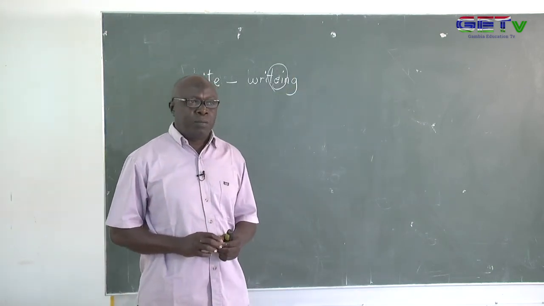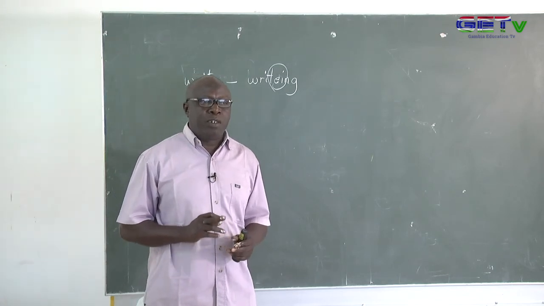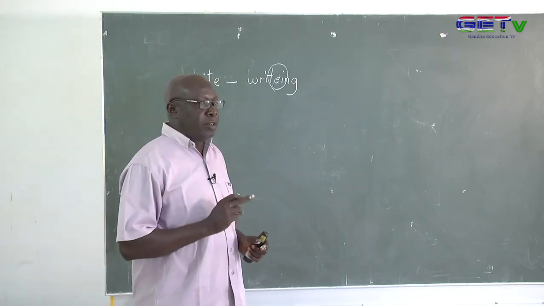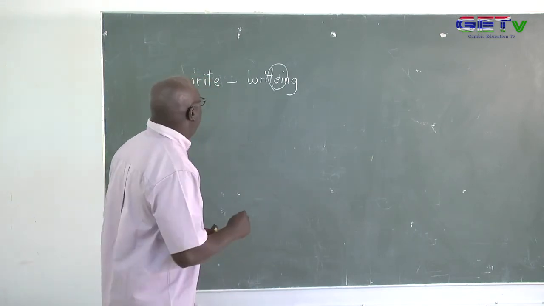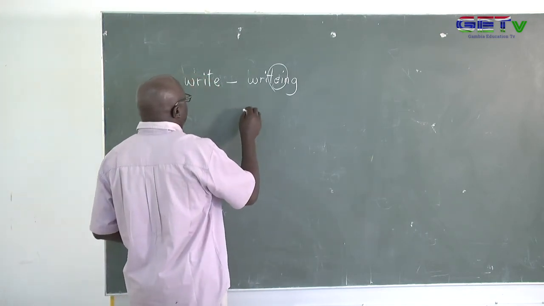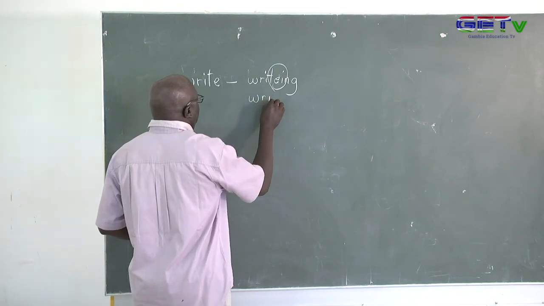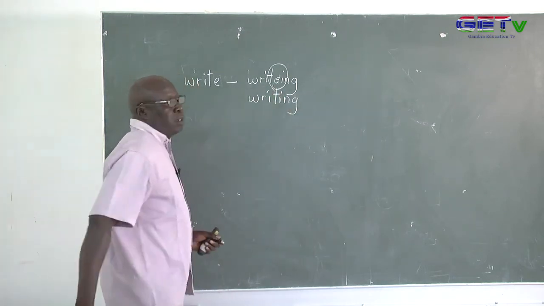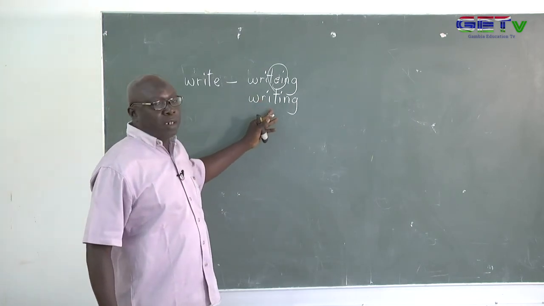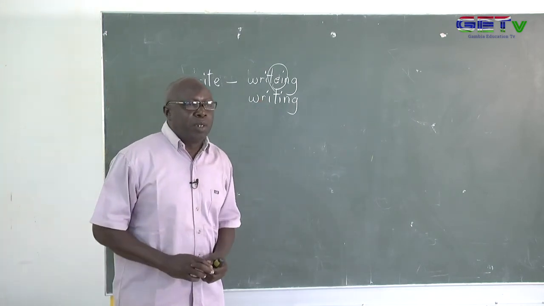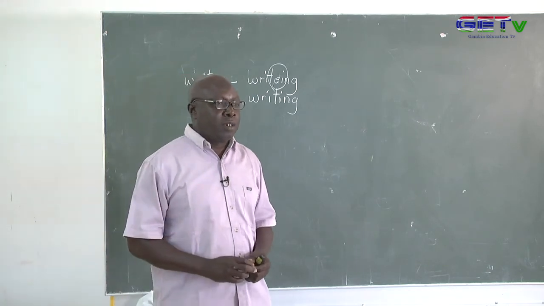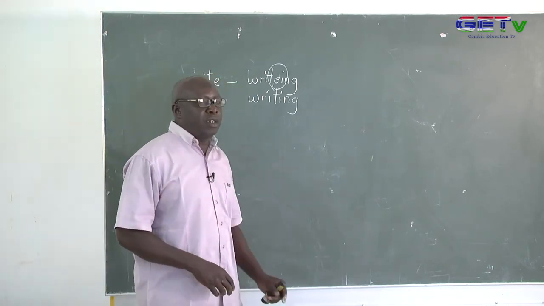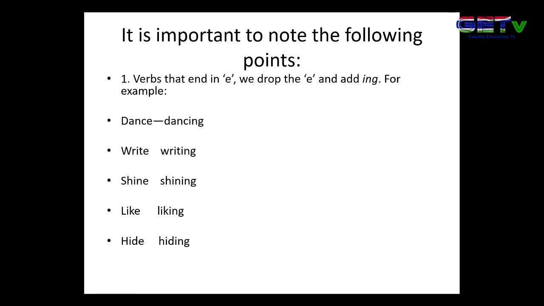That's wrong. So when a verb ends in a silent E, drop the E and add ing. So the correct spelling of writing would be dropping the E and adding ing. The same thing goes for dance. D-A-N-C-E becomes D-A-N-C-I-N-G.